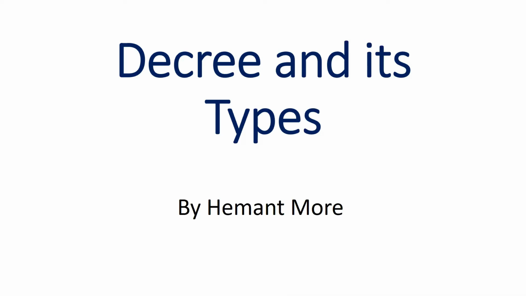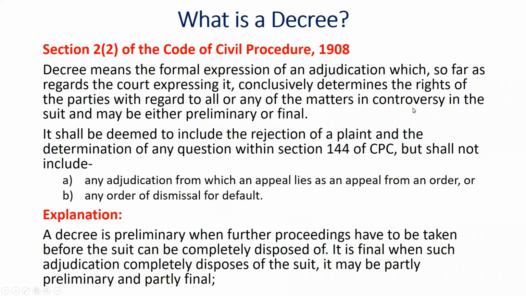The adjudication of a court of law is divided into two classes, decree and orders. In this particular session, we are going to discuss decree. A decree is an official order that is drafted and issued by someone in a position of legal authority, like a judge. Section 2, subsection 2 of the Code of Civil Procedure 1908 defines decree as follows.